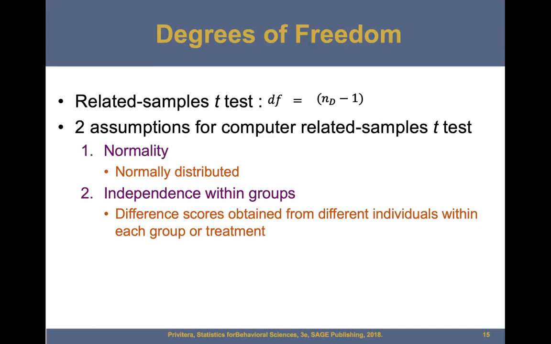So for the related samples t-test, the degrees of freedom is n difference minus 1 between the groups. There are 2 assumptions for the related samples t-test: normality. Normality, again, is your normal distribution, like that bell curve. And then independence within groups. Different scores are obtained from different individuals in each group or treatment.